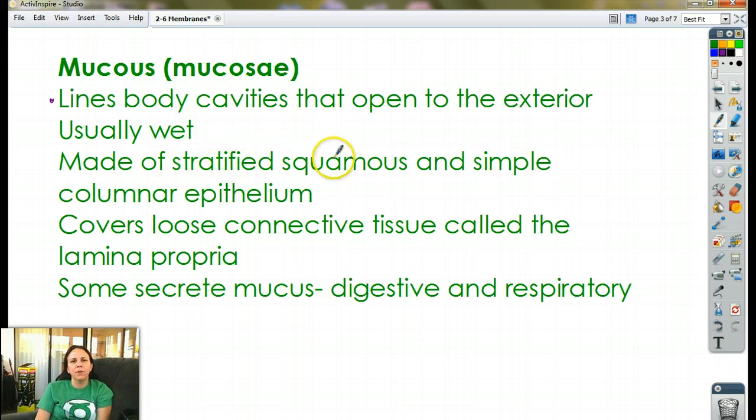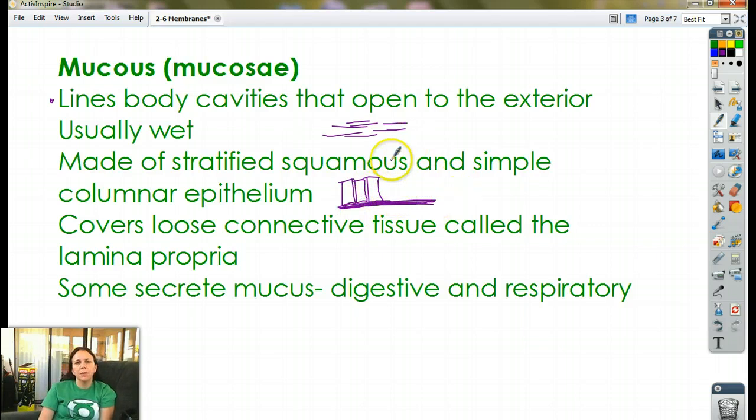They're made out of stratified squamous, so that would be your tiled roof, and simple columnar epithelium, and so that would be these guys like this. They cover a loose connective tissue layer called the lamina propria, and so it's a layer of connective tissue that they're glued onto. Some of them secrete mucus, so like in the digestive and respiratory tracts, we have goblet cells that are in there, and they will secrete the mucus onto the surface of these cells, so that way you can trap all the bad guys and then hack them up later.